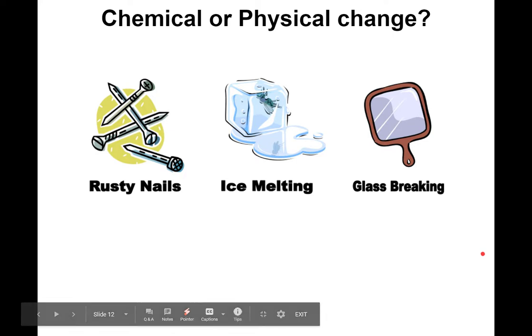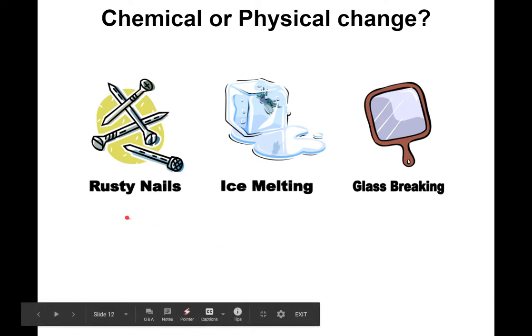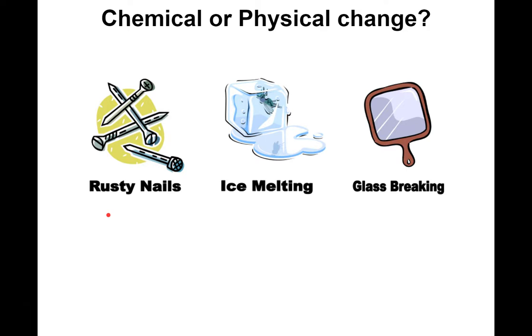Nails rusting, so rusty nails, that's going to be a chemical change because when it rusts, it changes color and it changes the properties too. It goes from holding together to flaking off and being powdery.